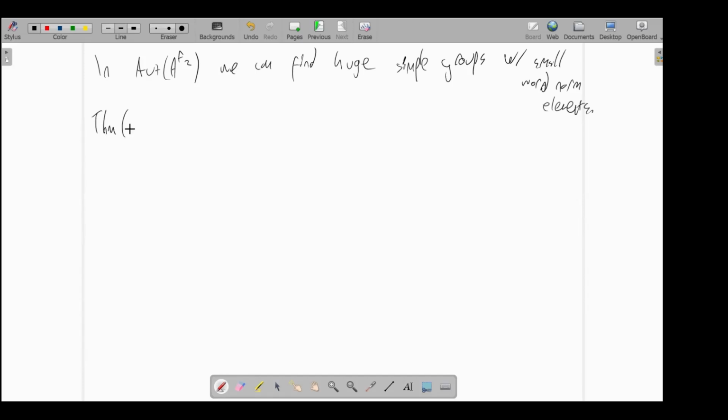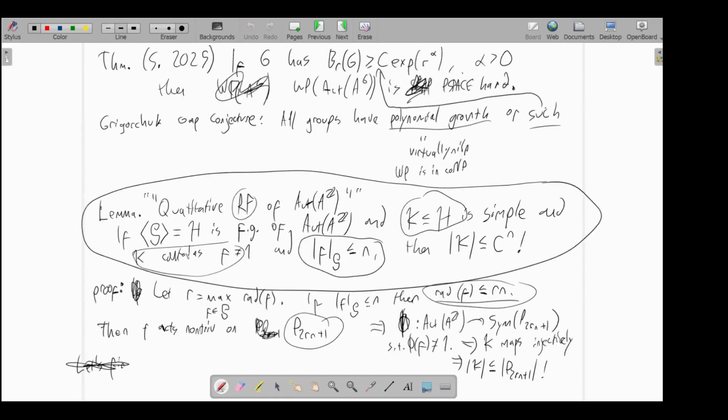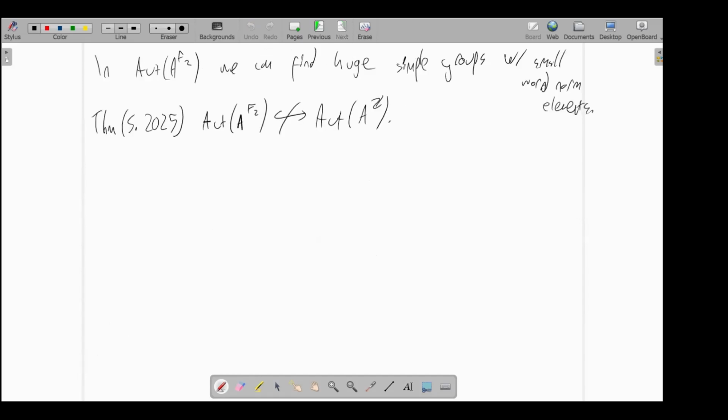The first one I've basically already stated: unconditionally, even if you don't believe in complexity theoretic conjectures, you do not have this embedding. The reason is that in the case of A to the Z, you cannot have large simple groups with elements of small word norm, and in the case of A to the F2, you can. So you cannot have this embedding. This shows that the results of Barbieri, Rivera-Burgos, and Carrasco-Vargas are indeed non-trivial.